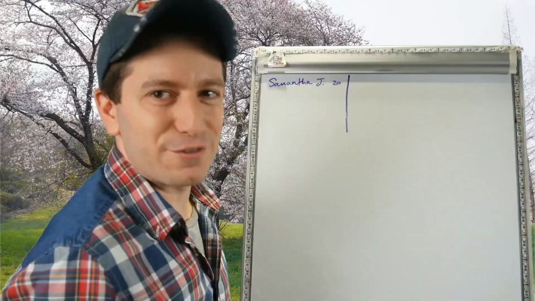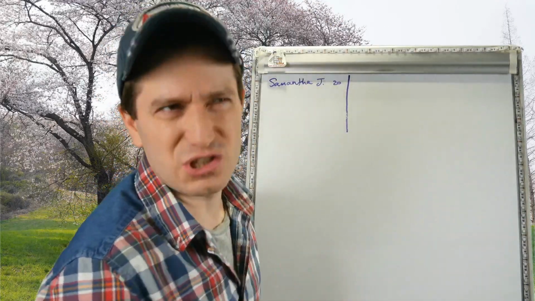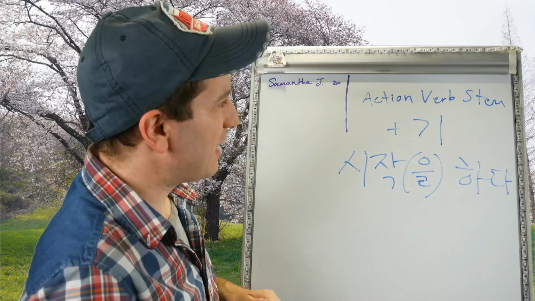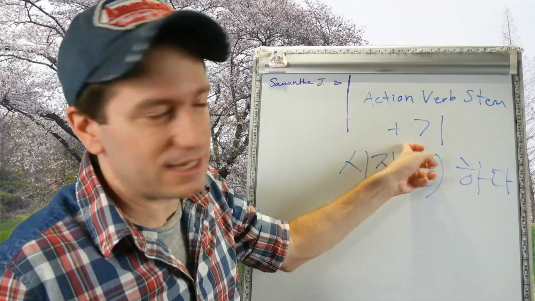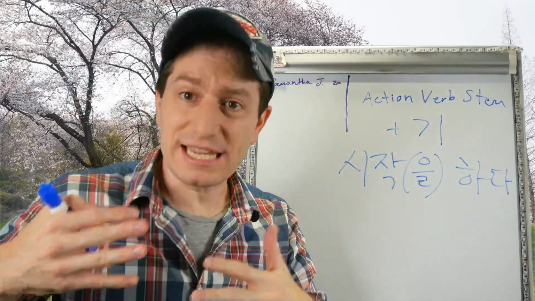Hey everyone! Today we're going to be learning how to say to start or to stop doing something. So you're going to be using these forms with action verbs. The first form we're going to be learning is how to say to start doing something. The way to make it, you take an action verb stem and then you attach 기. So 하다 would become 하기.